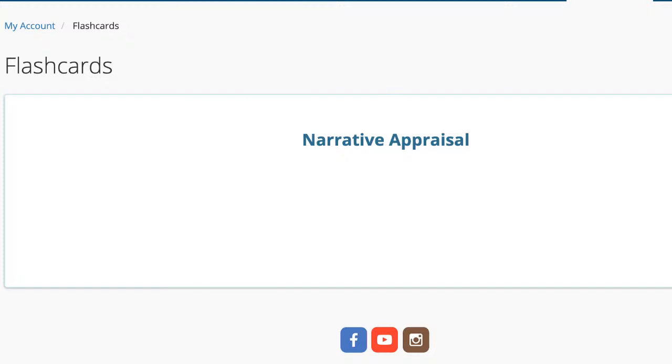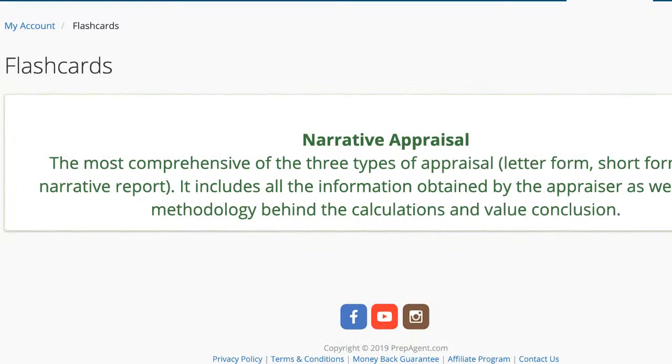Narrative appraisal report. What do you guys think? Narrative appraisal report. It is the most comprehensive type of report.